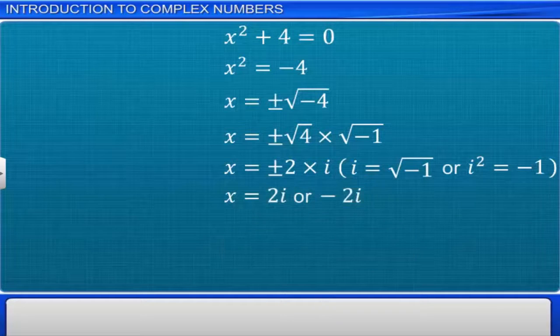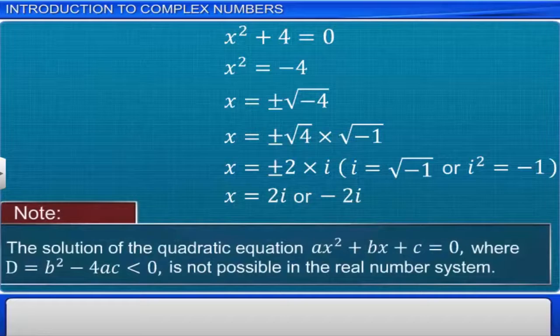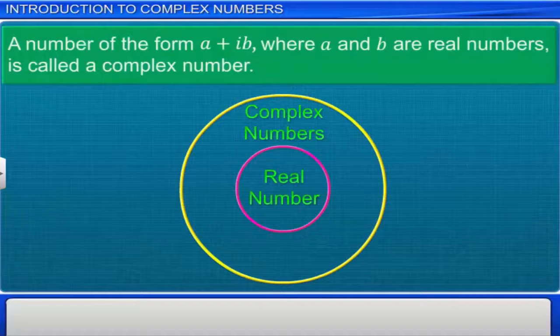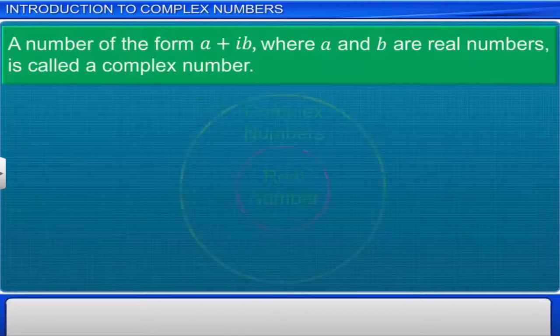The solution of the quadratic equation ax squared plus bx plus c equal to 0, where the discriminant D is negative, is not possible in the system of real numbers. Such equations will always have complex roots. A number of the form a plus ib, where a and b are real numbers, is called a complex number. Such numbers are denoted by the letter z.